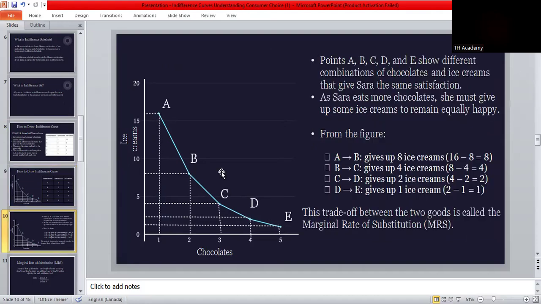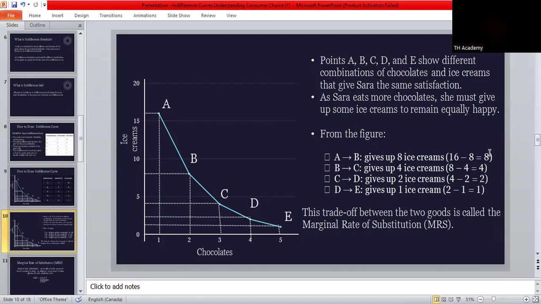Now, let's understand what this figure means. As Sara eats more chocolate, she must give up some ice cream to stay equally satisfied. Let's say from A to B, she gives up 8 ice creams. Moving from A to B, she gives up 8 ice creams, like 16 minus 8 equals 8.